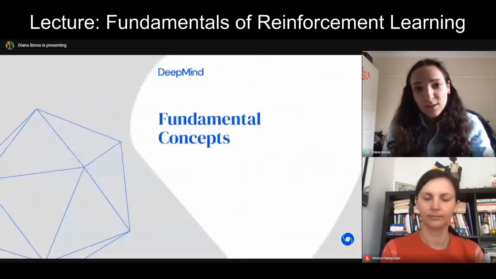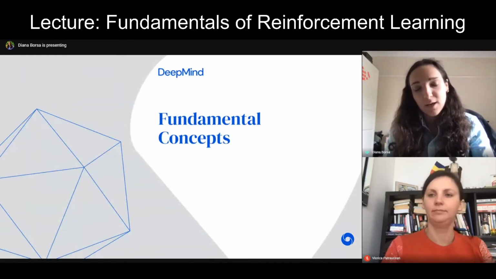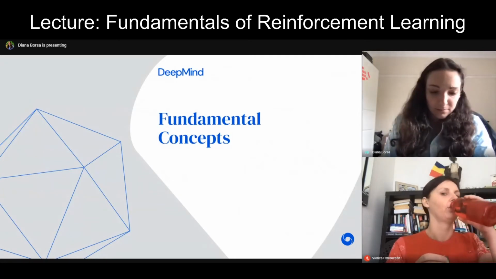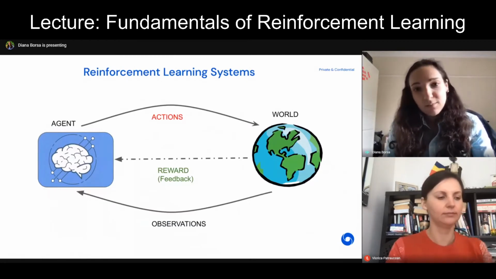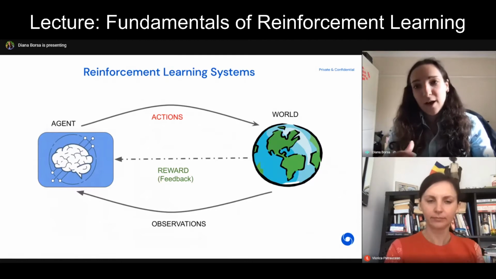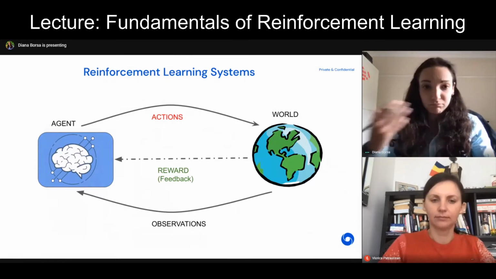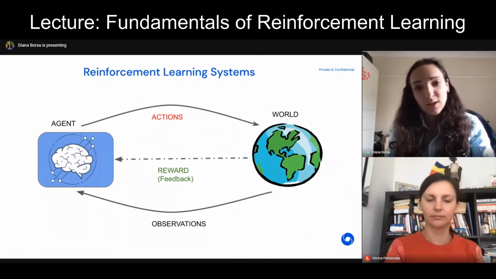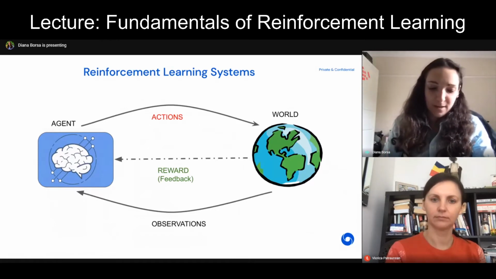Okay, now we're going to jump into some of the fundamental concepts of reinforcement learning and how we're going to translate this problem into a mathematical framework. To begin with, the usual reinforcement learning system is depicted as the interaction between an agent and the world. The interaction is usually done by the agent sending actions to the world, which transitions to a new state, and the agent gets an observation back and a feedback signal, potentially a sparse feedback signal.